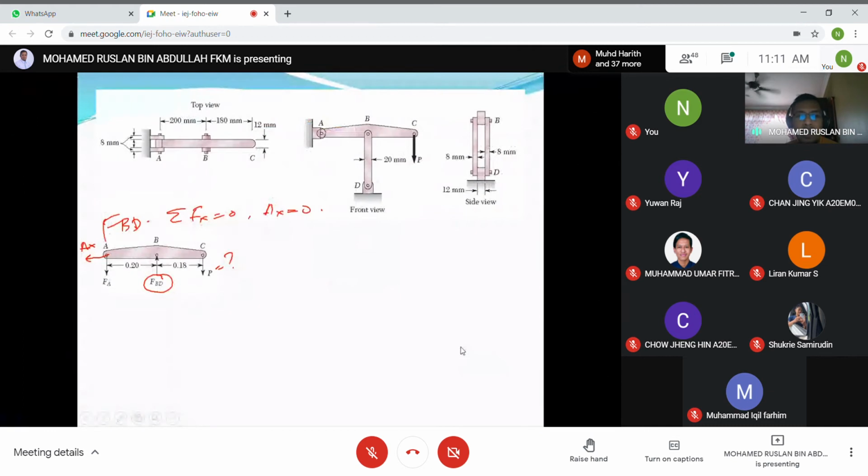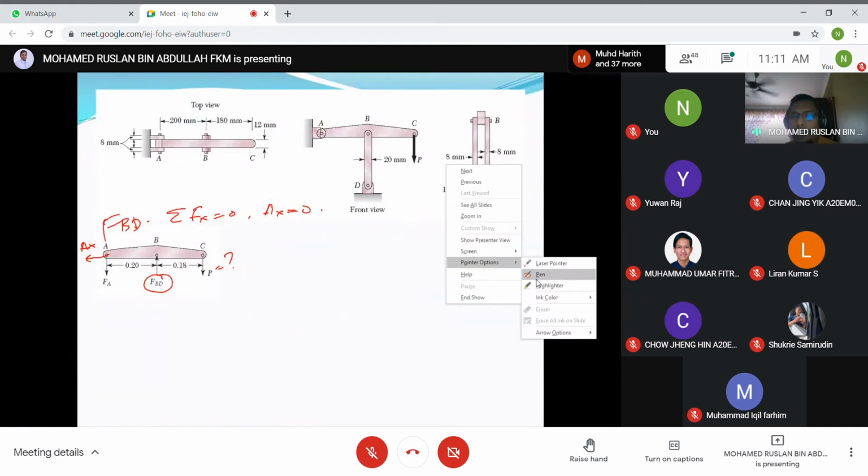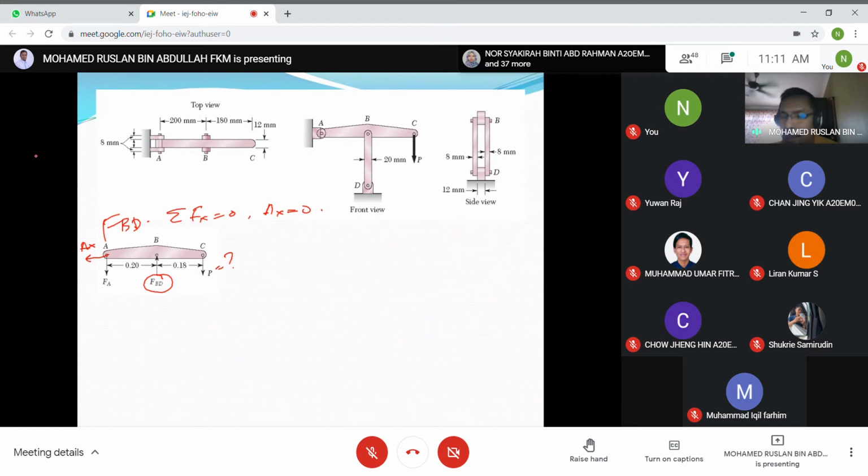Okay, so this is the free body diagram, and from this free body diagram, we try to analyze the forces. In this case, you can see that we have three unknowns: FA, FBD, and P. So our task now is to write the equations for the relationship between P and FBD, and between P and FA. We can start with the first one, which is moment.